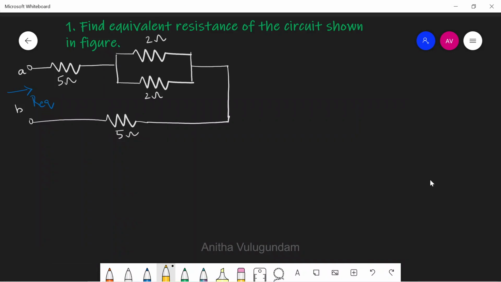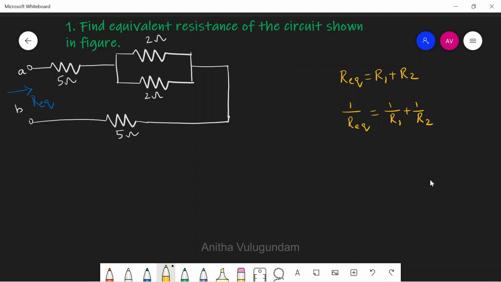In this video, I will discuss a few solved problems on finding equivalent resistance. In the previous lecture, we have seen if two resistances are connected in series, we can write R equivalent equal to R1 plus R2. If two resistances are connected in parallel, we can write 1 by R equivalent equal to 1 by R1 plus 1 by R2. Let us use this concept here.